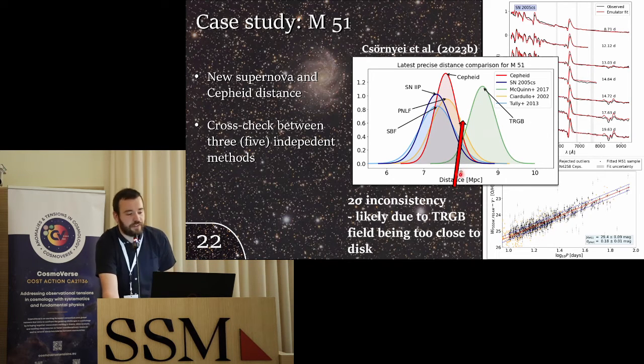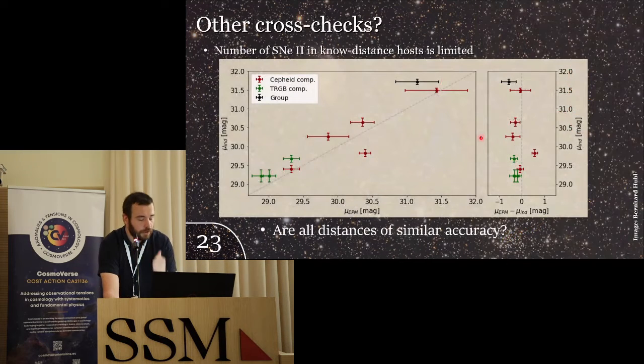We were a bit constrained on time on my side, so we didn't redo the TRGB analysis using a new field, but I think this is something that we could actually do, and we could try to get a much higher precision comparison between these distance estimations. Of course, you could ask, is M51 the only object where you can do such a distance comparison? And the answer is no.